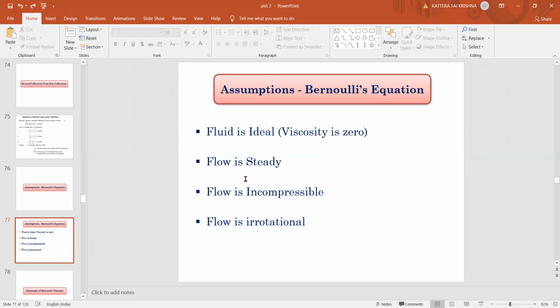This can be asked as a 2 marks question: state the assumptions of Bernoulli's equations. These are the 4 assumptions we consider. The fluid is ideal, nothing but there is no viscosity. The flow is steady. The flow is incompressible, and the flow is irrotational. These are the 4 assumptions we need to remember for Bernoulli's equations.